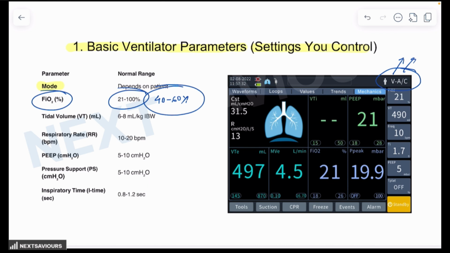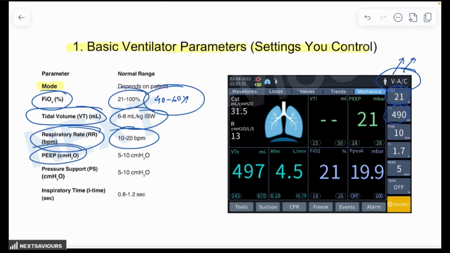Then the third one is the tidal volume, which you can control or set in the initial settings. It is the volume of air per breath, which is around 6 to 8 milliliters per kg, and this is how it is represented on the ventilator screen. The respiratory rate you can also control. It is the breaths per minute set by the ventilator, around 10 to 20 breaths per minute.